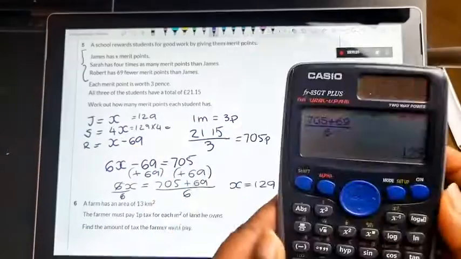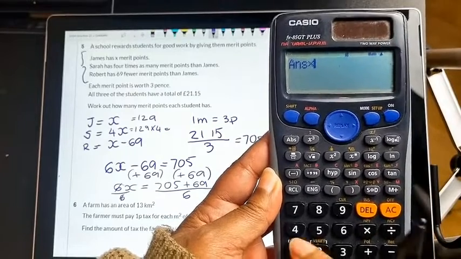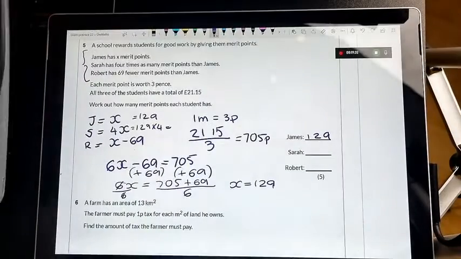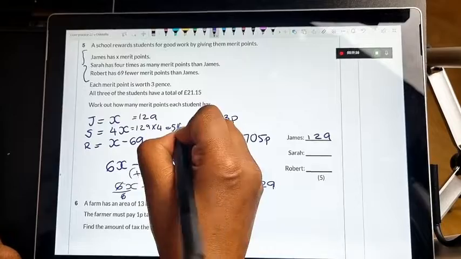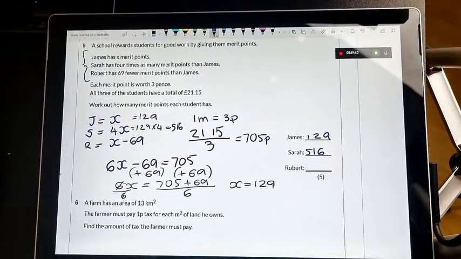Grab the calculators. I didn't delete the answer. Remember, you need to save time in your exam. And we get 516. I'm doing this in tandem, so I'm not making mistakes.